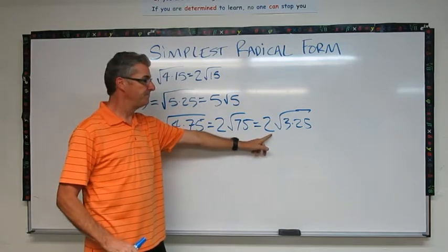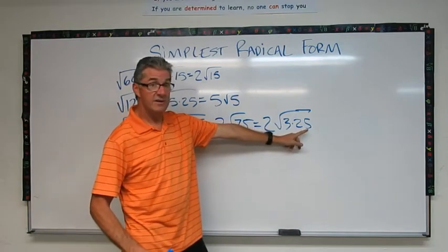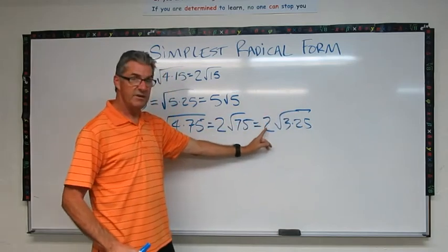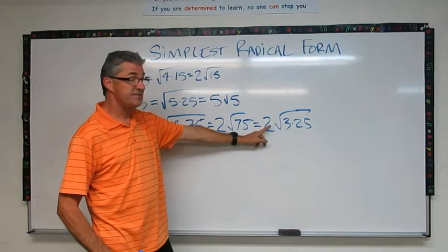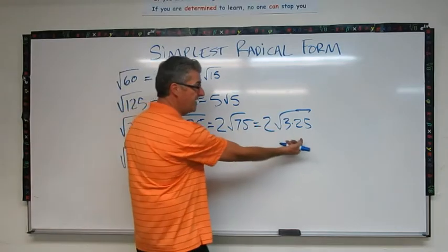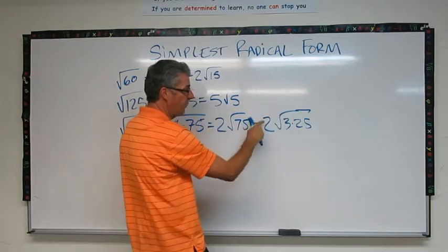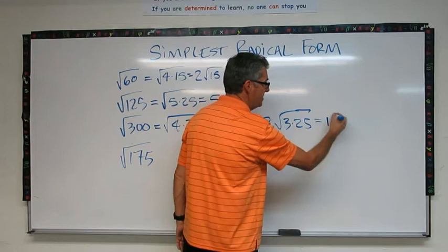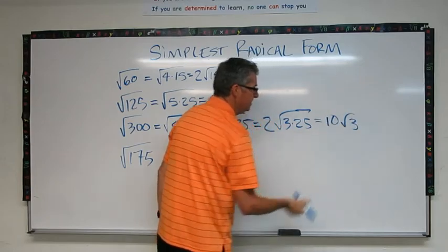We can't get rid of it. So now we're going to take out the 5, that's the square root of 25. It's going to come out and go in front. Now here's the trick. When it comes in front, it's multiplied by the number that's already there. So I'm taking out the square root of 25, that's 5. Multiply it by 2, that makes 10. So this one's going to be 10 root 3.